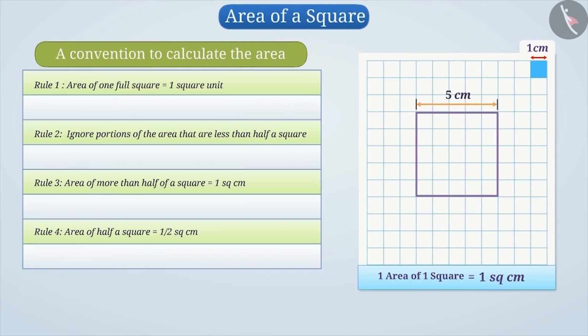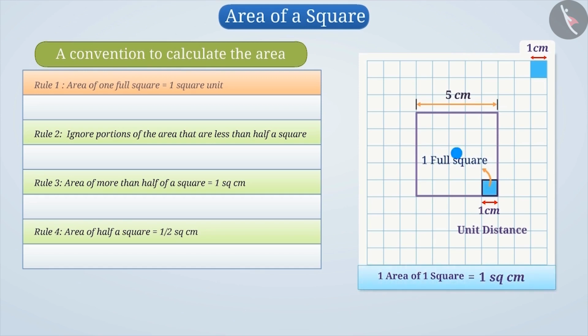Let's find out the area of the square using the convention. Rule 1. The area of one full square is taken as 1 square unit. We observe that the unit distance in this figure is 1 centimeter. Therefore, here the area of one full square with side 1 centimeter will be 1 square centimeter.